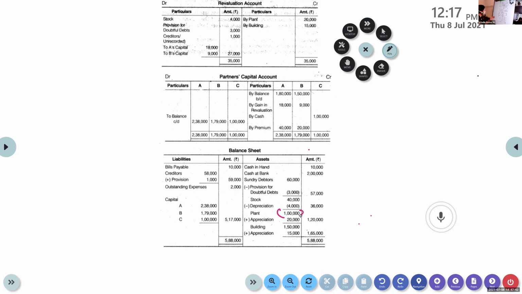Okay, then the capitals of the new partner. Capitals are shown on the liability side of the balance sheet. From where do we get these capitals? Capitals is a balancing figure of the capital account. Okay, 2,38,000, 1,79,000, 1 lakh.